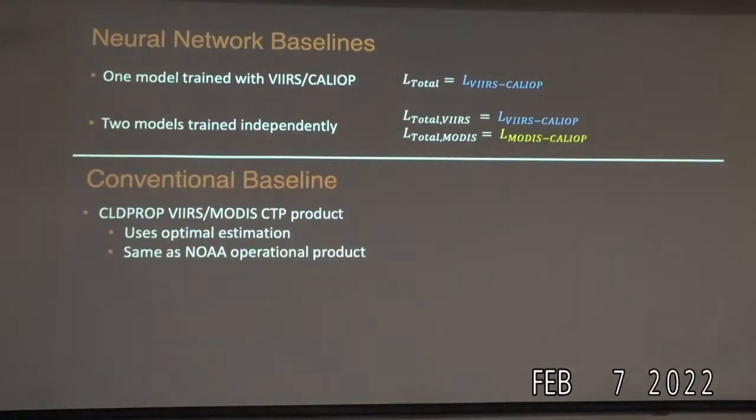The third baseline is a conventional baseline. This is the operational cloud-prop VIIRS Lotus cloud-top pressure product. It uses optimal estimation, so it takes into account the specific spectral response function of the channels on each instrument, and it's effectively the same as the NOAA operational product. So if you've seen that before, then you've seen this.